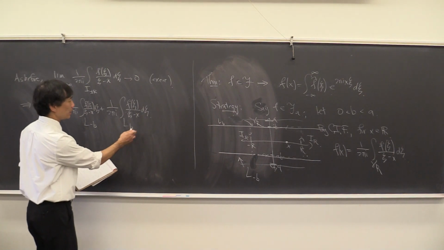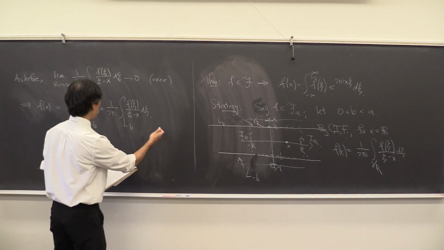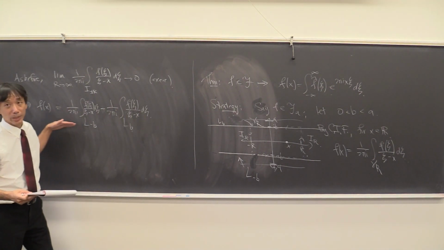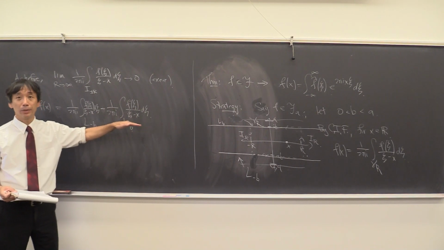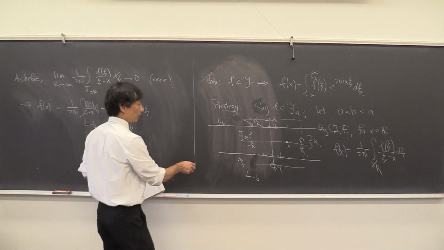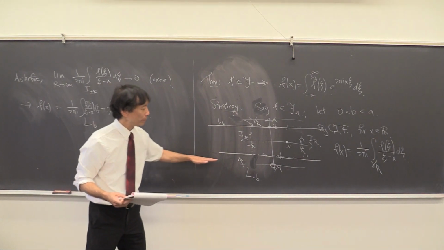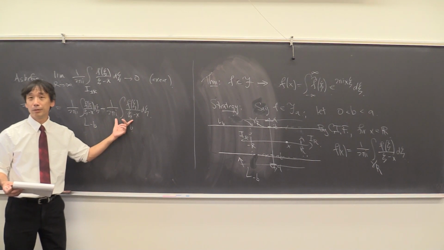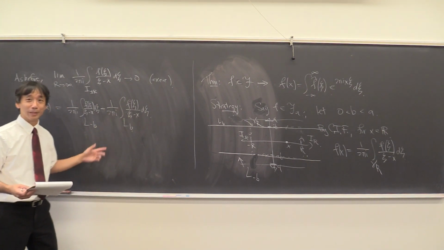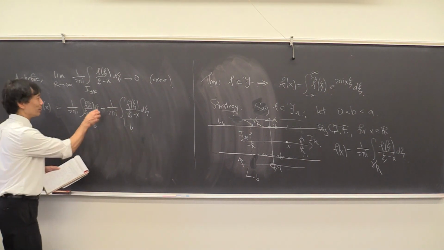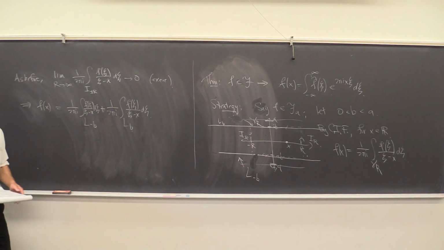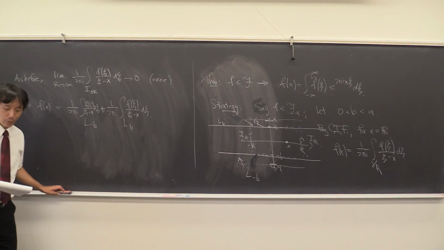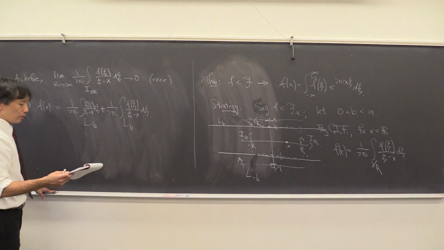Maybe let me write it like this: minus that, and think of the lines as being oriented from left to right. If we think of both lines being oriented from left to right, then this is the negative integral. Are you happier this way? However you want to think of it, it doesn't matter. Is everybody okay? Okay.